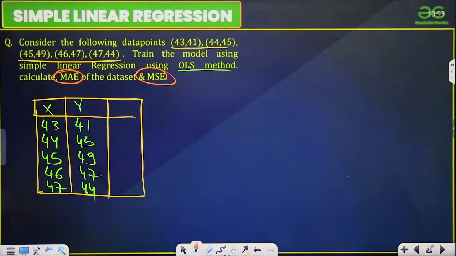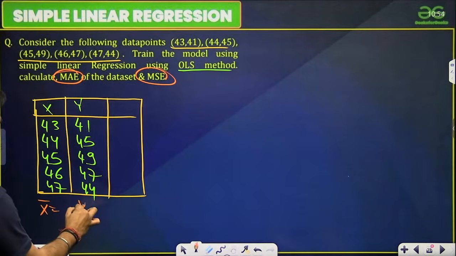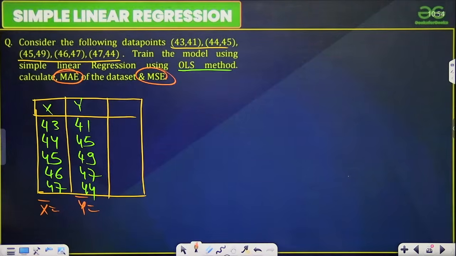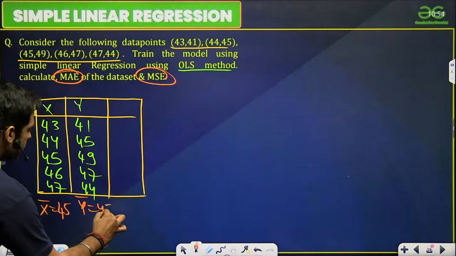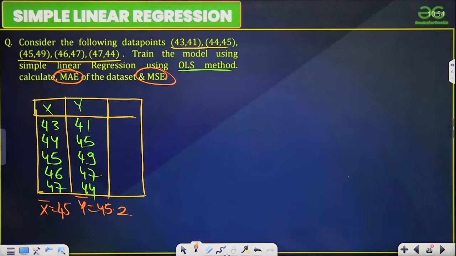For completing the table, firstly calculate the value of x bar, and then the value of y bar. So what is x bar here? X bar is 45. And what is y bar here? Y bar is 45.2.